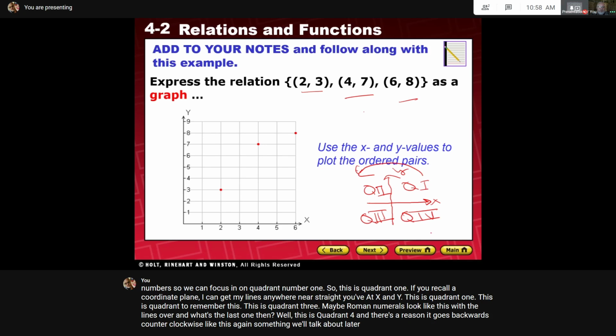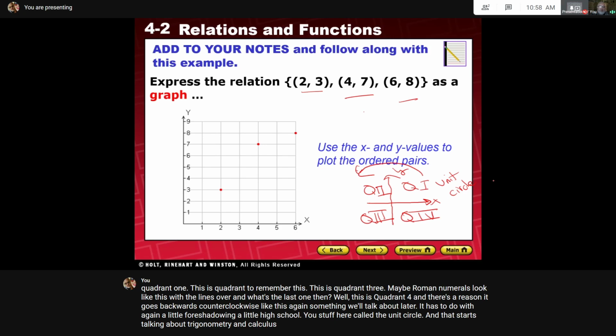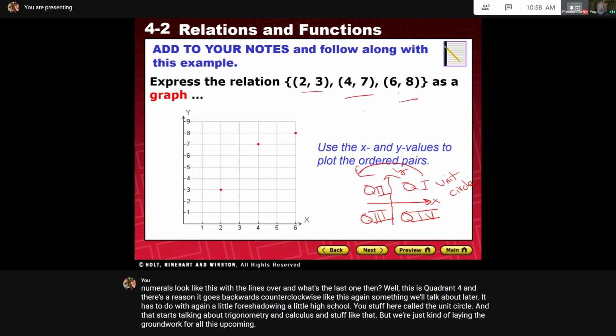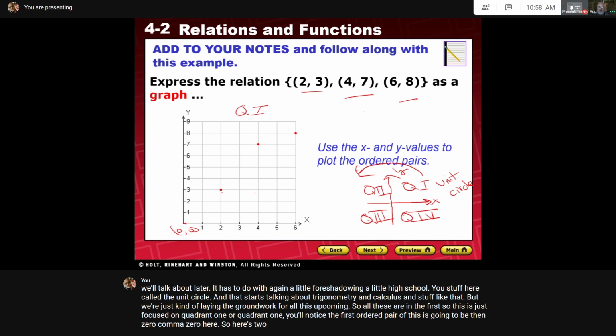It has to do, again, a little foreshadowing, a little high school-y stuff here, with the unit circle. And that starts talking about trigonometry and calculus and stuff like that. But we're just kind of laying the groundwork for all this upcoming. So all these are in the first quadrant, so this is just focused on quadrant 1. You'll notice the first ordered pair, this is going to be then 0, 0 here. So here's 2, 3, here's 4, 7, and here's 6, 8. All right.